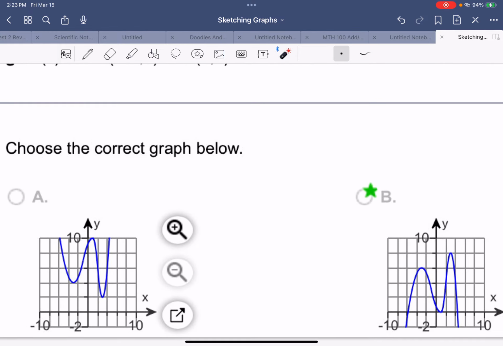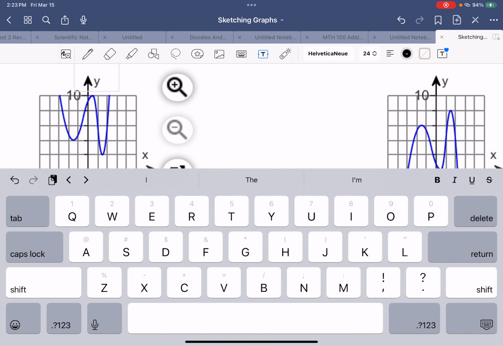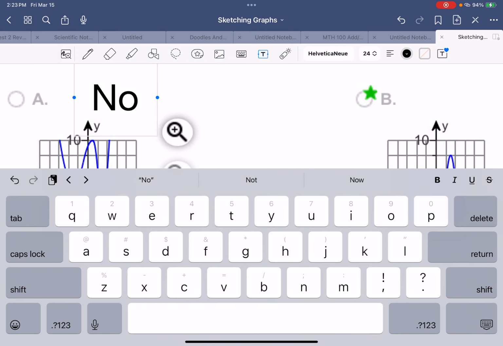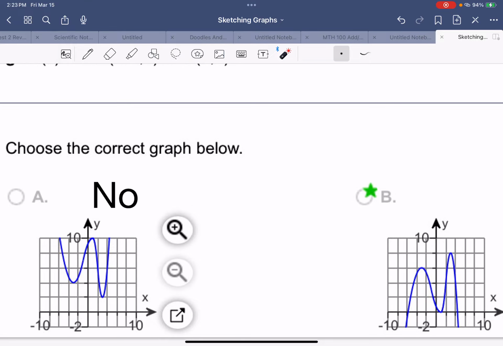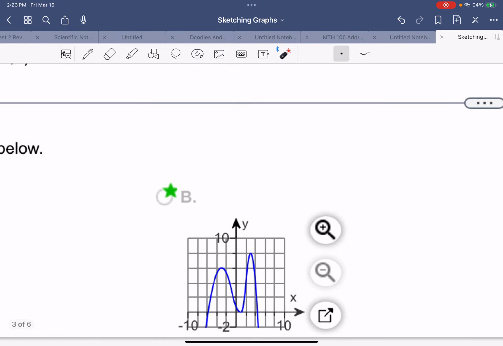So look at choice A. Negative infinity means we're coming in this way on our graph. This graph is falling from negative infinity to negative 3. That means this cannot be our graph. Okay? Graph B is in fact rising from negative infinity to negative 3.